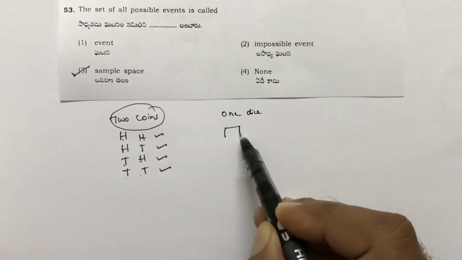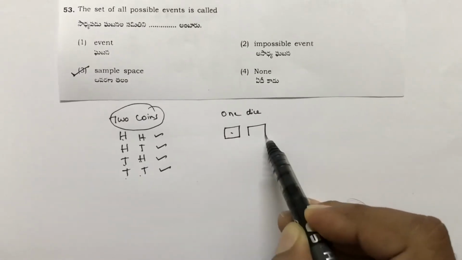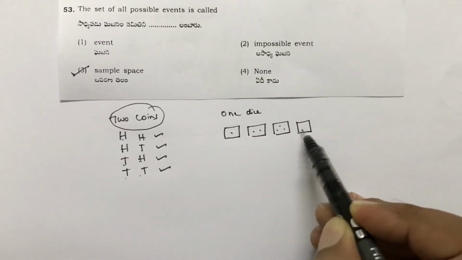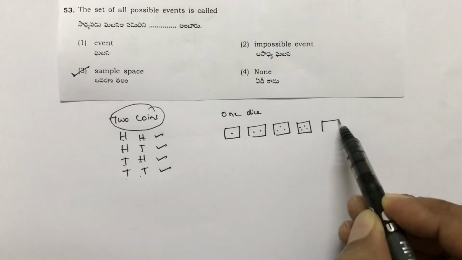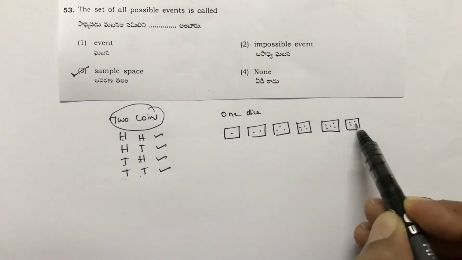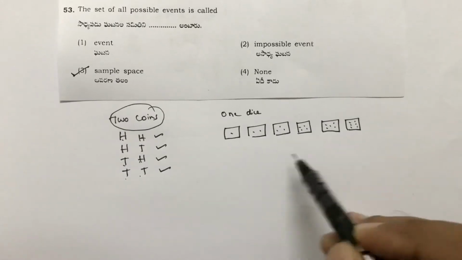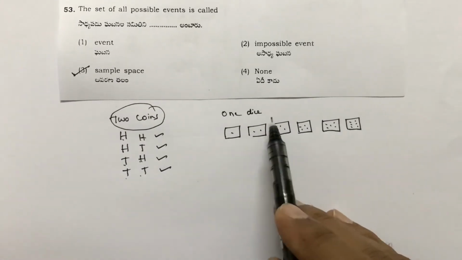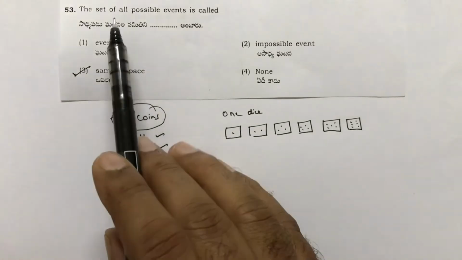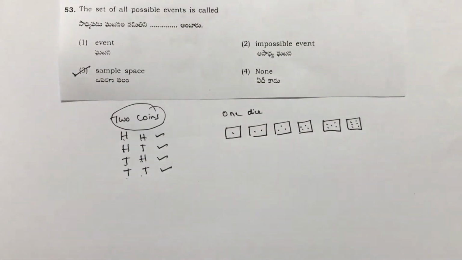the sample space is 1, 2, 3, 4, 5, or 6. So this is the sample space for 1 die. Is it okay? So sample space is nothing but all possible events. So the correct option is 3.